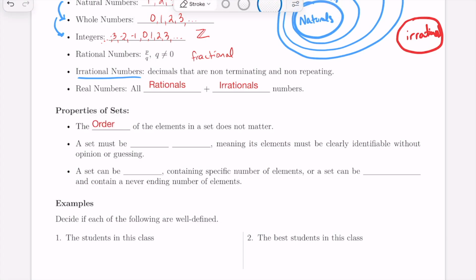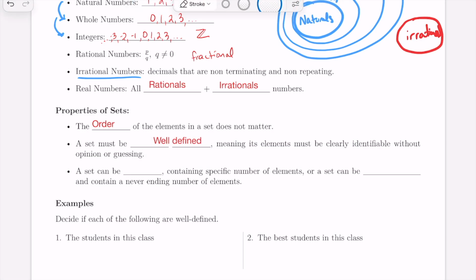The order of the elements in a set doesn't matter. If I wanted to talk about the naturals, I could say 2, 3, 7, 4, 1, but that gets really complicated. So with numbers, it is best to put them in order, but we don't always have to be dealing with numbers when we're talking about sets. So the order doesn't matter.